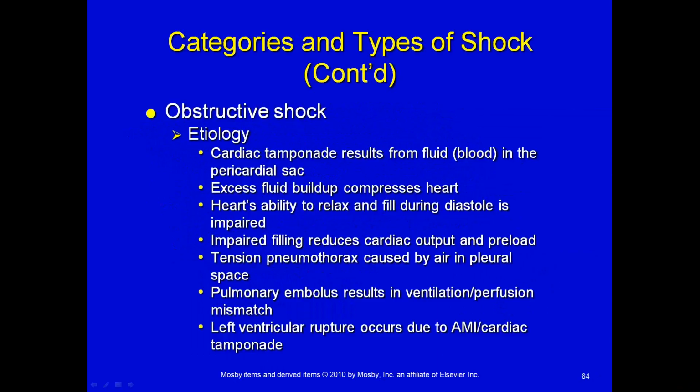Now, tension pneumothorax is caused by air in the pleural space between the lung and the wall of the chest. That could be caused by a rib fracture. That could be caused by a bleb in the lung that ruptures. That could be caused by overzealous tidal volumes on a ventilator or when squeezing the bag mask.